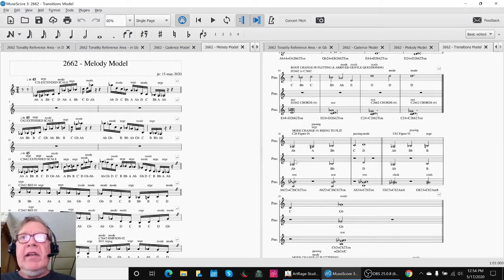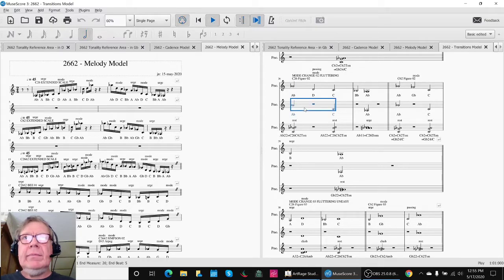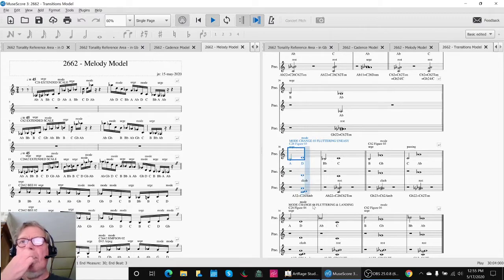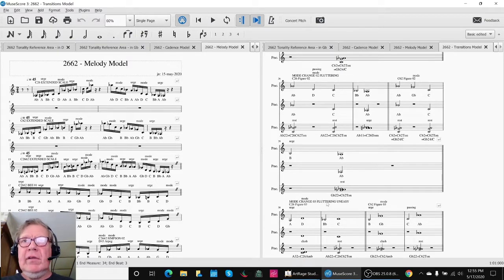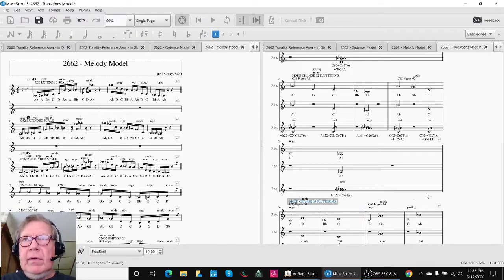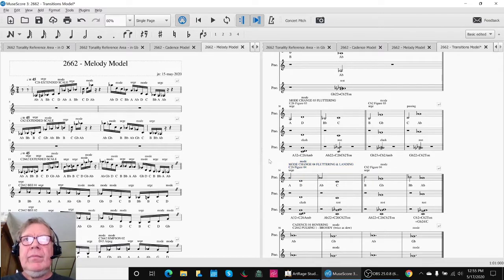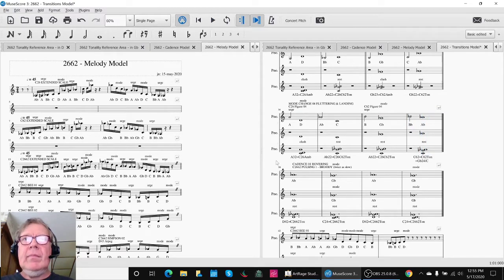So then what? Well, now here are some mode changes. In every case, we're going from a minor to a major mode. And this we felt expresses rising to flit. Then here we have fluttering. Just going back and forth, fluttering uneasy. Or it just could be fluttering. I don't know if it needs to be called uneasy. We'll leave it that way. And then here we have fluttering and landing. So those were mode changes.